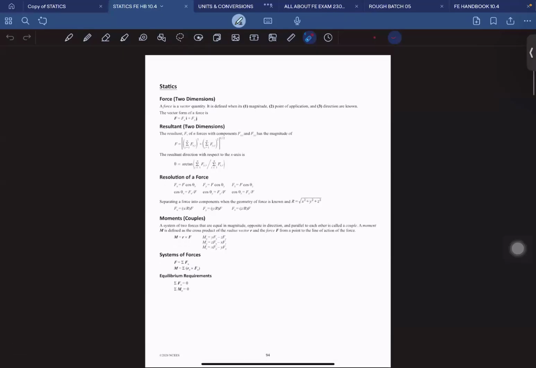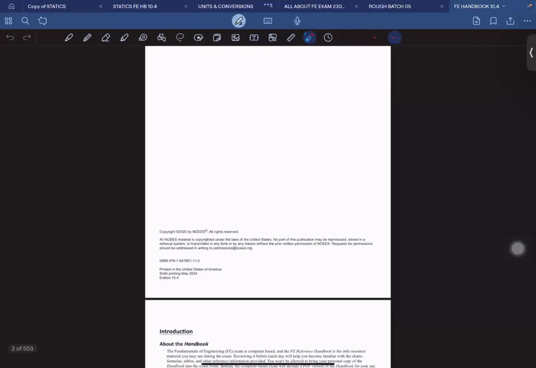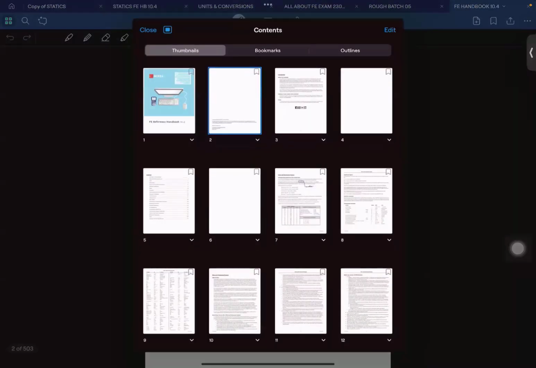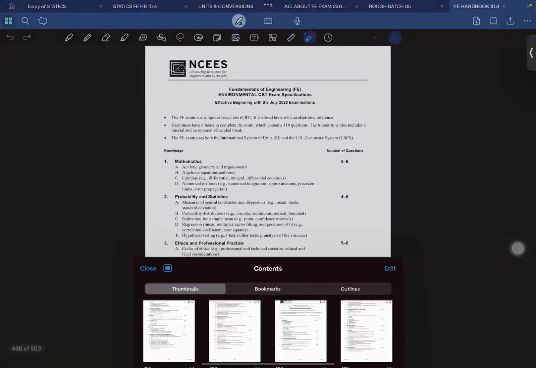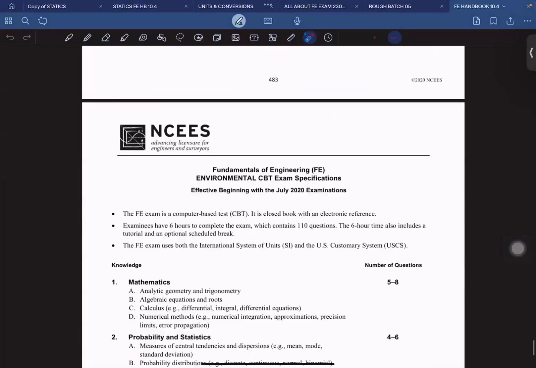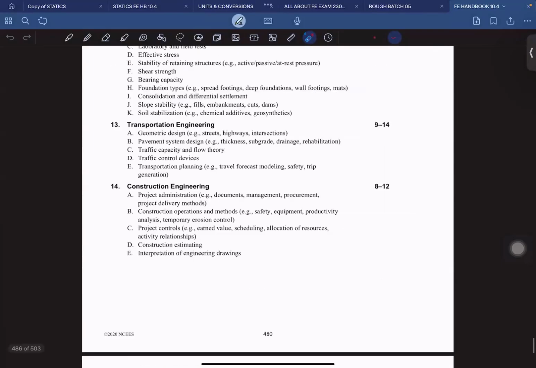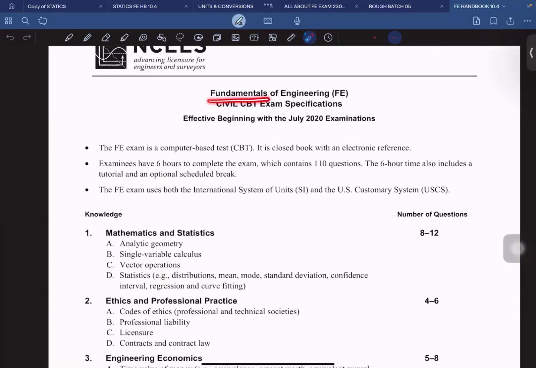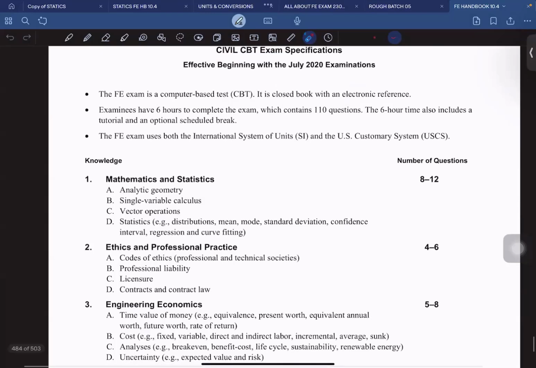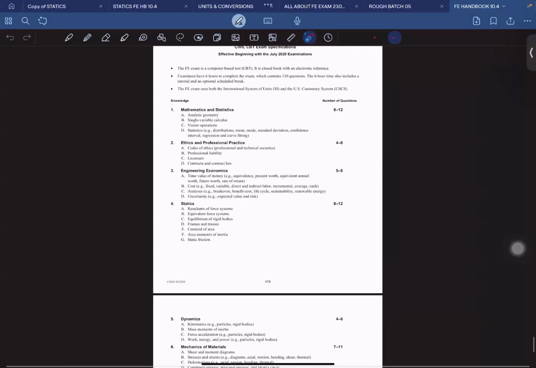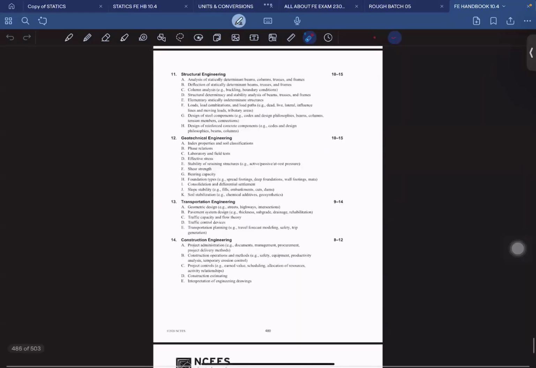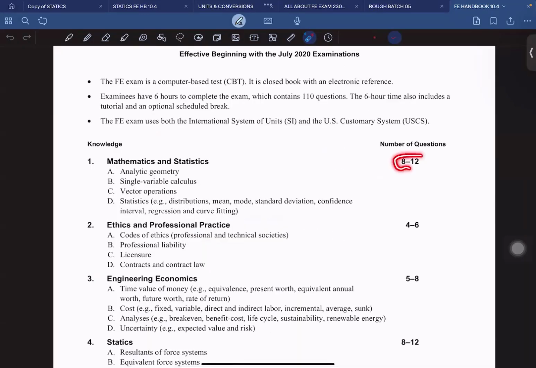When you come to the handbook, this is our handbook in the exam. You can go to the last few pages. There is a syllabus over here. You can see the fundamentals of engineering, Civil CBT, that is computer-based test. Here is the syllabus, and they have mentioned the 14 subjects. Coming to the weightage, they have given the possible number of questions. Like in math and statics, you'll get around 8 to 12 questions. That is 8 to 12 marks.